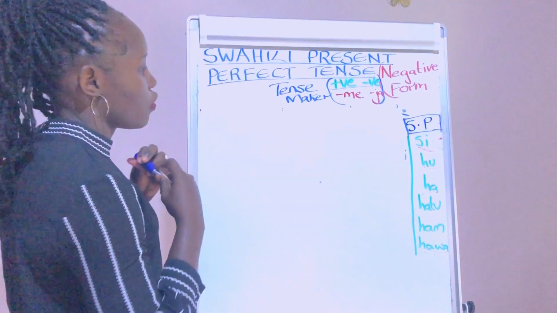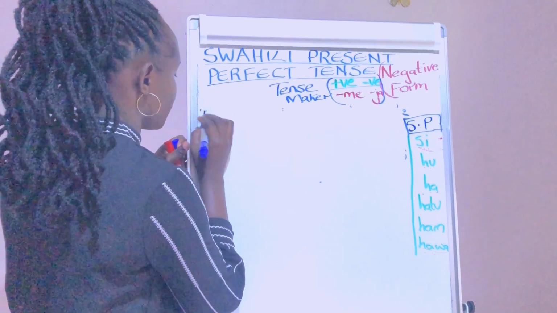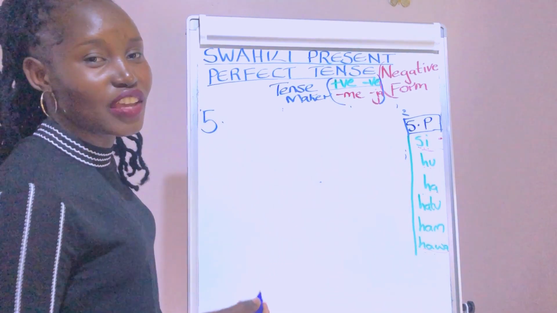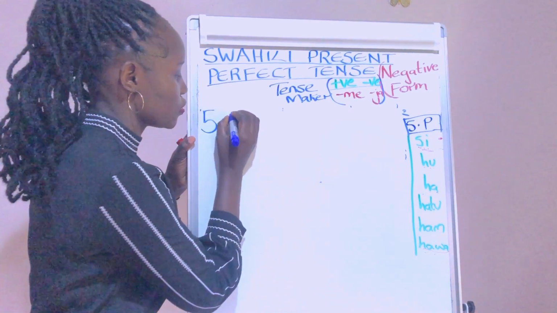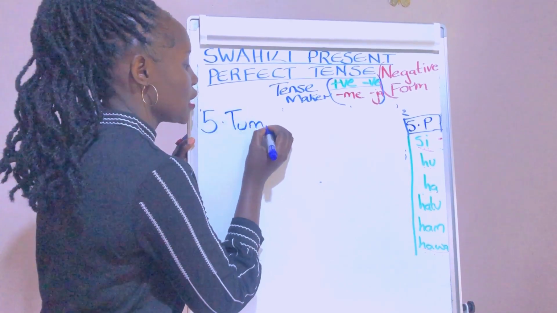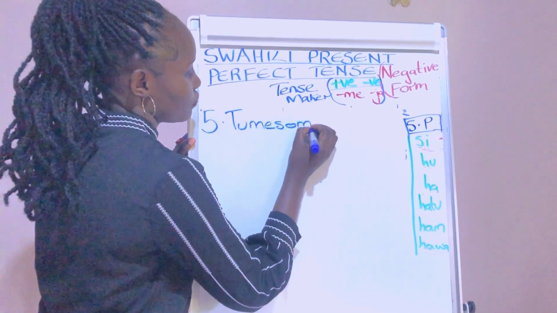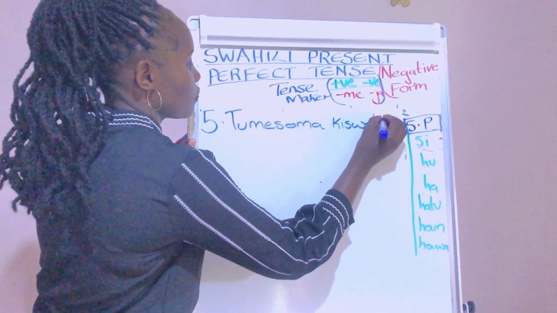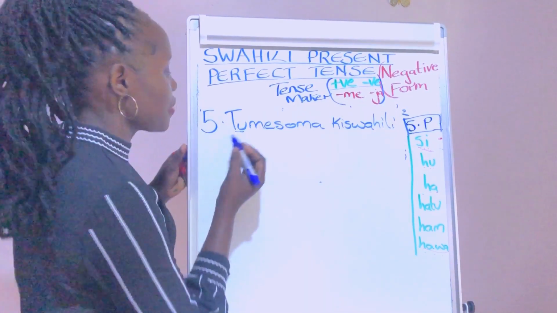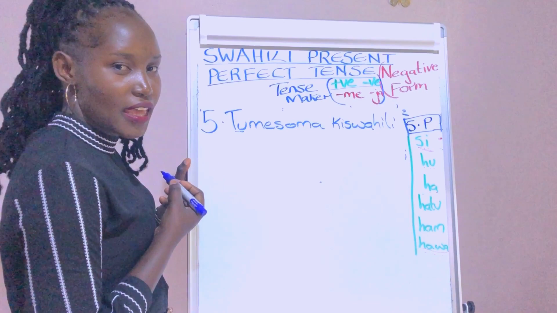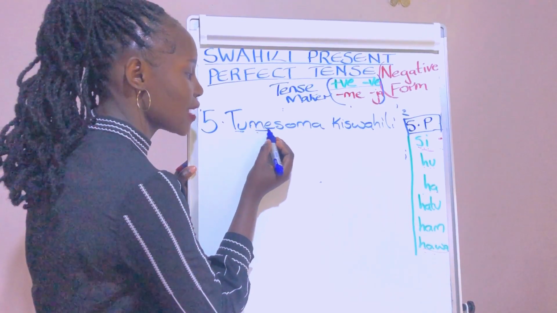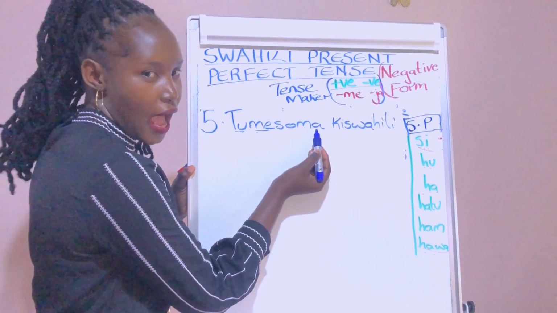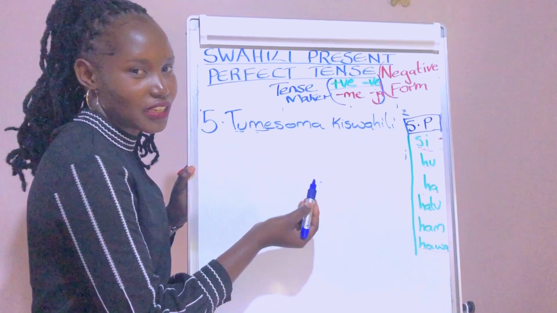Let's get to our fifth sentence. Number 5, we say tumesoma Kiswahili. This is in positive form. Tu is our subject prefix for we in positive form. Me is the tense marker in positive form. And then soma is our verb to mean learn, and Kiswahili is the object, Swahili.